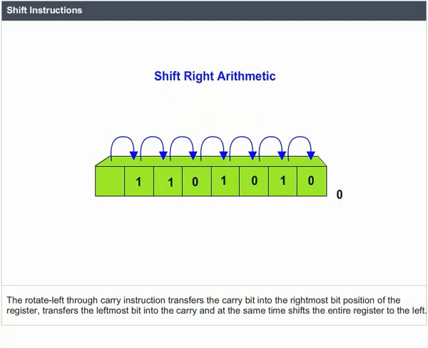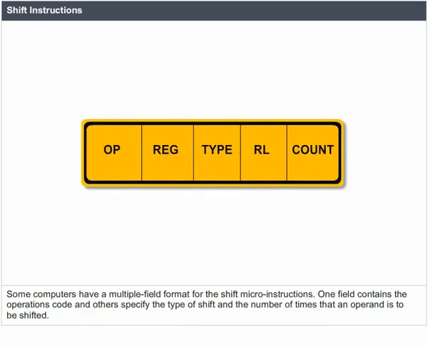The rotate left through carry instruction transfers the carry bit into the rightmost bit position of the register, transfers the leftmost bit into the carry, and at the same time shifts the entire register to the left. Some computers have a multiple field format for the shift microinstructions. One field contains the operation code and others specify the type of shift and the number of times that an operand is to be shifted.